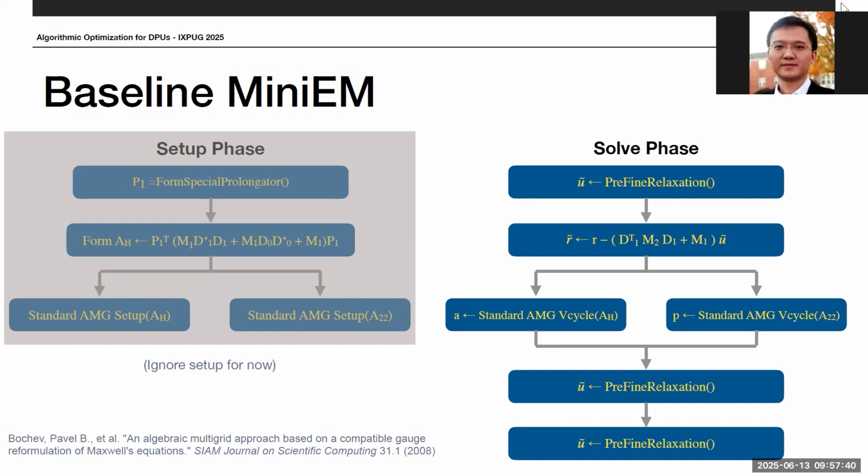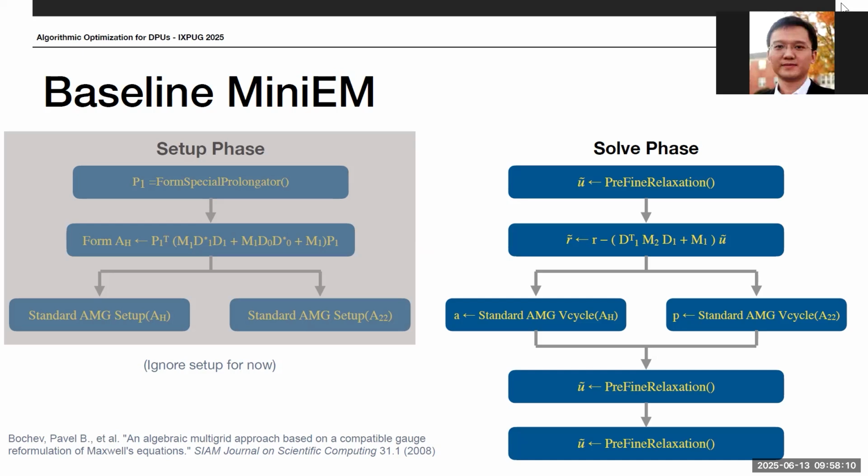Okay. So Sarah's most recent work has been looking at a similar application. This is the proxy app MiniEM, which is basically a proxy for solving Maxwell's equations. It's actually tied in with a library that Sandia and some of the other US labs work on called Panzer. The mini app has a setup phase, but we ignore that.